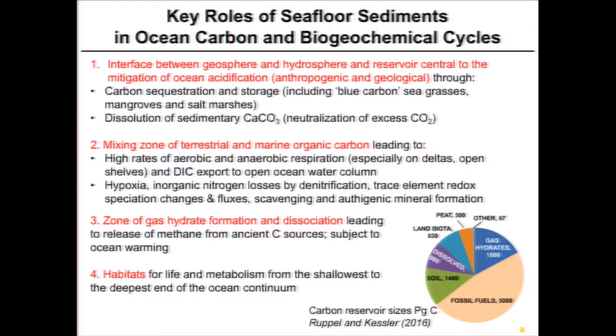But as Tom Bianchi reminded us yesterday, sediments, particularly on margins and in areas like deltas, or fjords, are areas where there's carbon sequestration through burial.